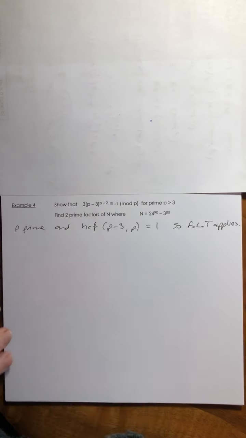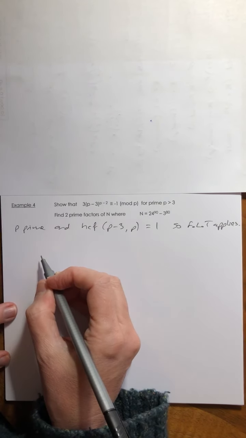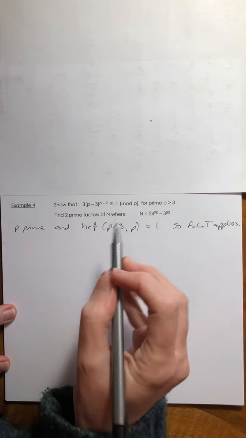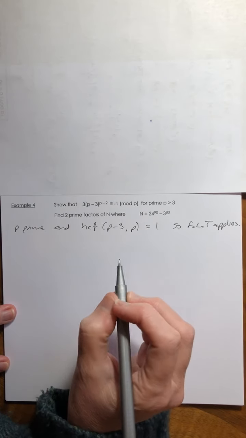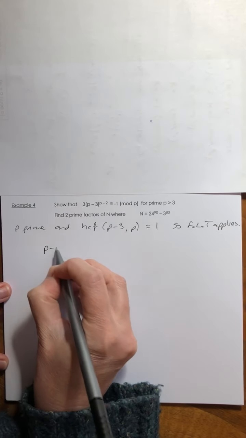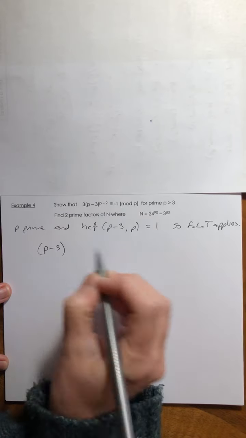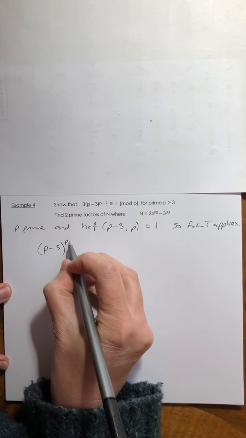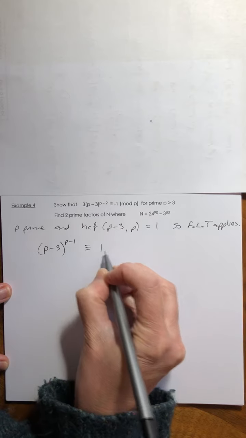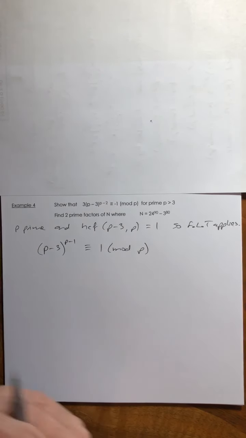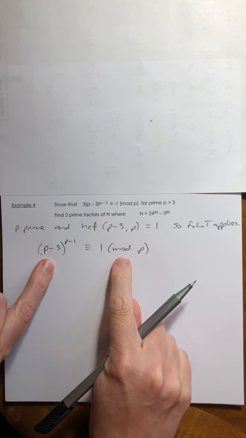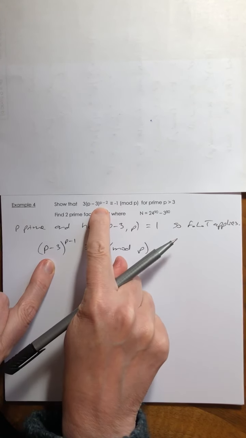So Fermat's little theorem tells us that A, what is the A? Well, I guess the A here, it's going to be that, isn't it? It's the P minus 3. It's what I've written in the bracket there. So A, which is P minus 3, to the power of the prime minus 1, is congruent to 1 mod P. Okay. So, given that, we try and work up to that.